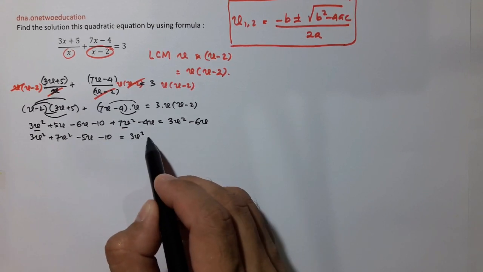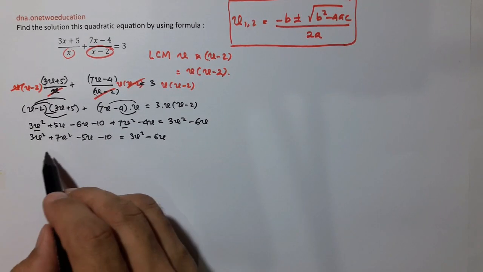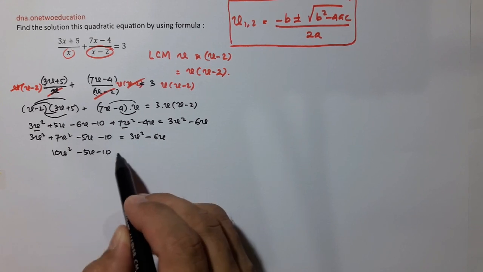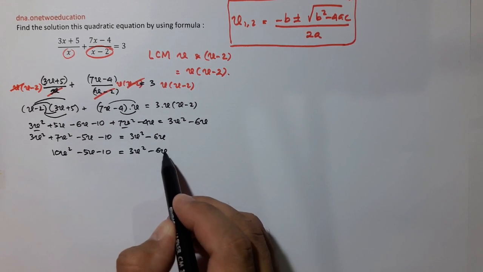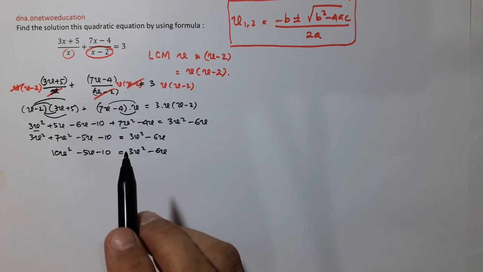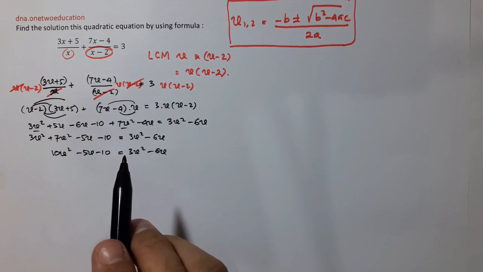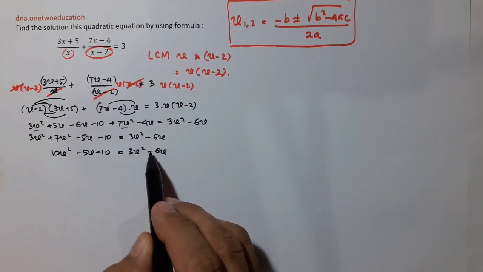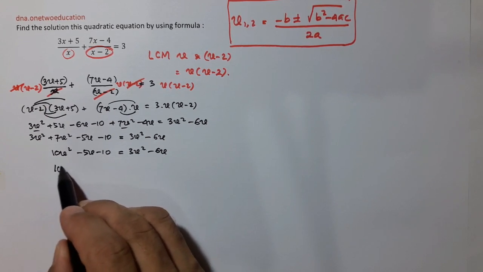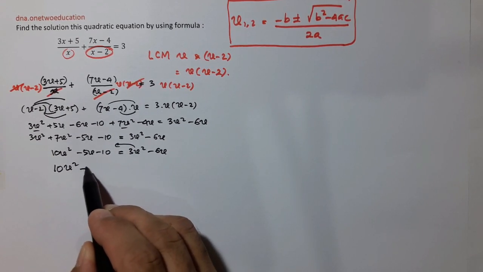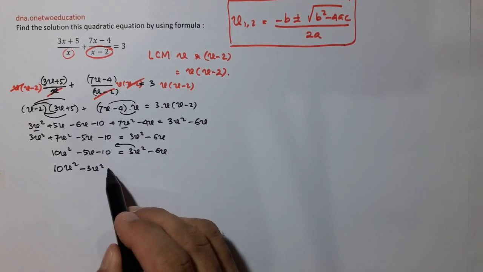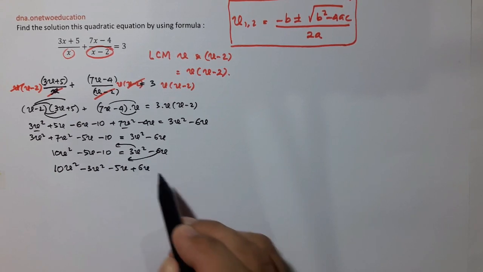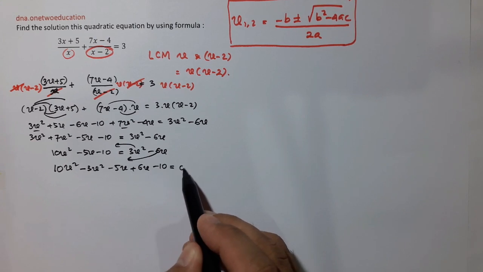Equal 3x squared minus 6x, right? Next, this one is 10x squared minus 5x minus 10 equal 3x squared minus 6x, and then you have to make sure that your quadratic equation must be equal 0. So all these items must be moved to the left side. So 10x squared minus 3x squared, and then here minus 5x, positive 6x, right? And then minus 10 equal 0, right?